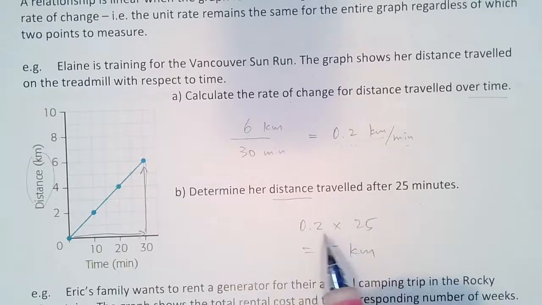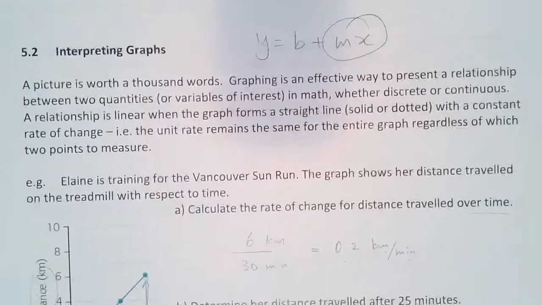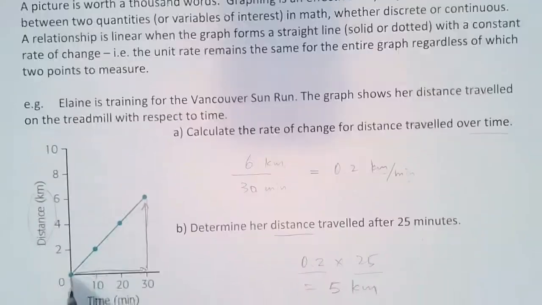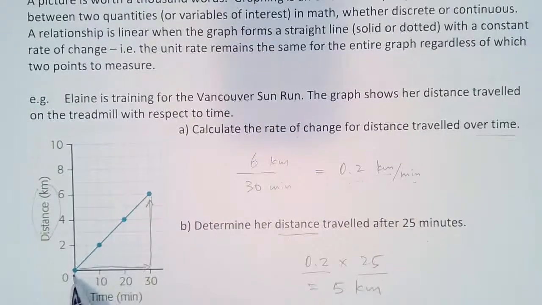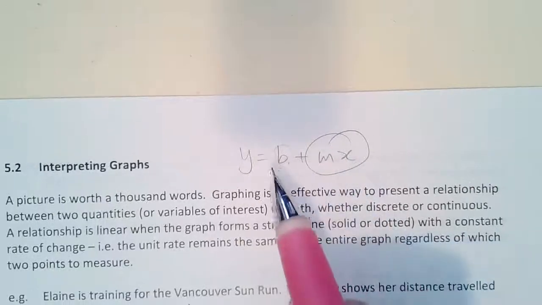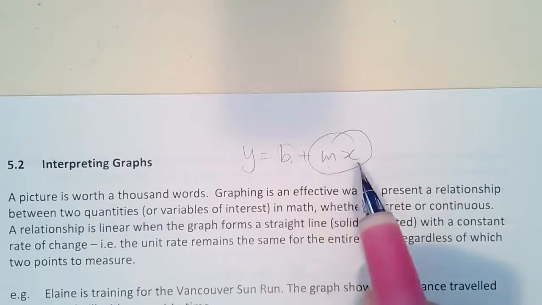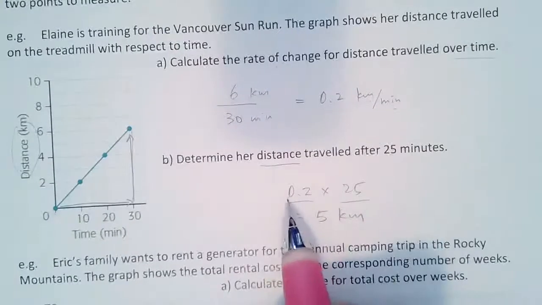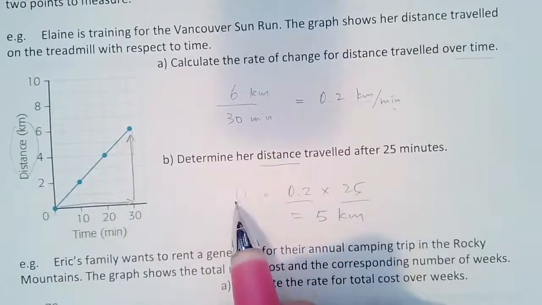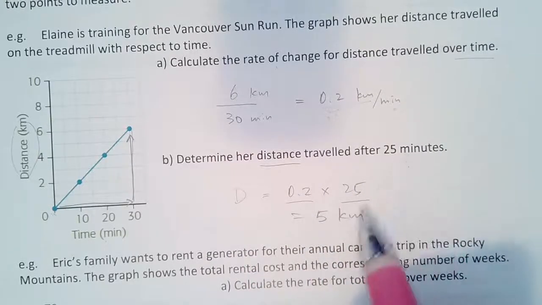The graph that we are given started from 0. And that means at the beginning we have 0. We can calculate the distance traveled by having the rate times the time. Her distance traveled can be calculated by using the rate times the time when the beginning is 0. But the beginning may not be 0.